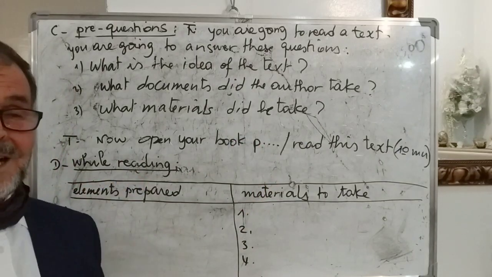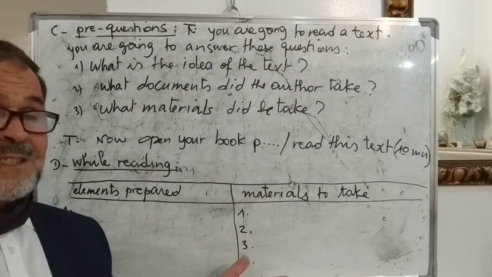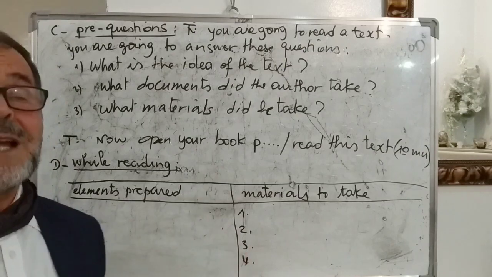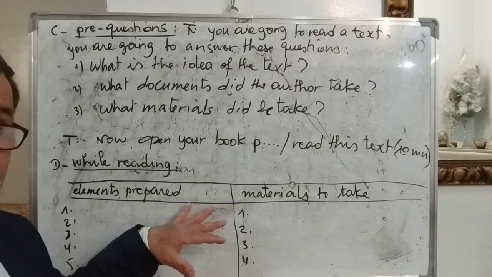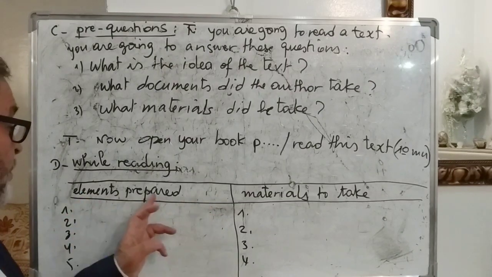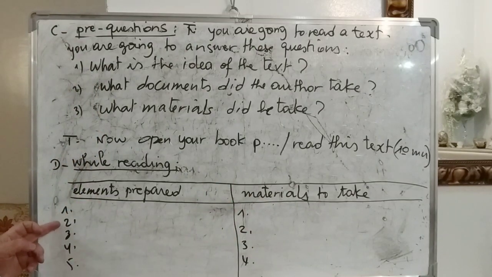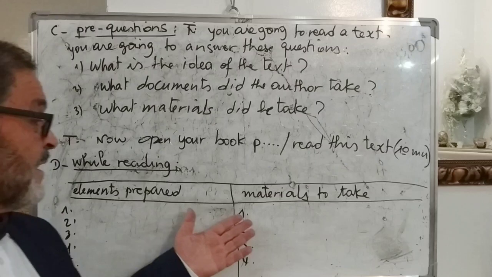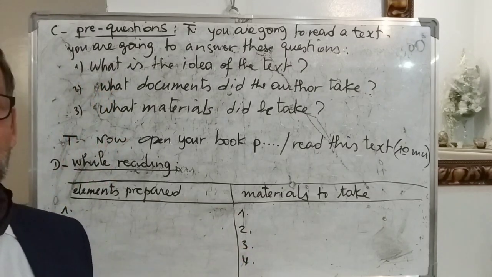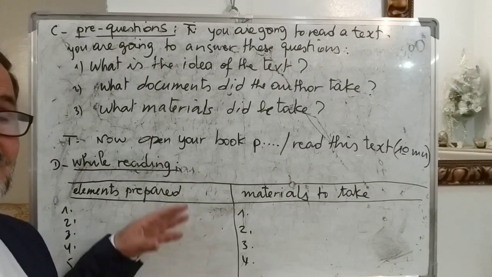While reading, we have this period of while-reading. While the students are reading the text for 10 minutes, the teacher is preparing a task on the blackboard. Here, a chart or a table on the blackboard: elements prepared, and materials to take. In the text, we have elements 1, 2, 3, 4, 5. We should help the students find these 5. What are they? They are in the text. And then materials to take: what materials is the author going to take? So these are the stages.